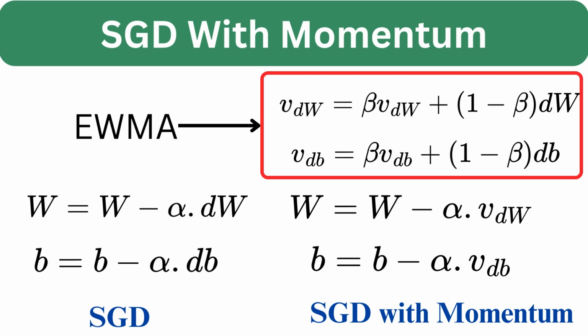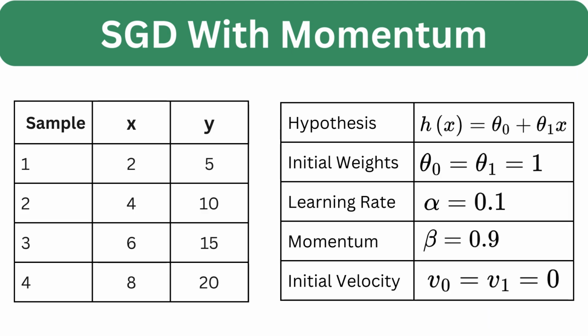Here we have a small dataset with 4 samples. Our hypothesis function is simple linear regression. h of x equals theta 0 plus theta 1 x. We have some initial values. Initial weights theta 0 and theta 1 are 1. Learning rate is 0.1. Momentum value, that is beta, is 0.9. And initial velocities v0 and v1 are taken as 0.